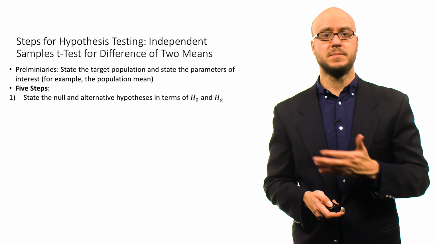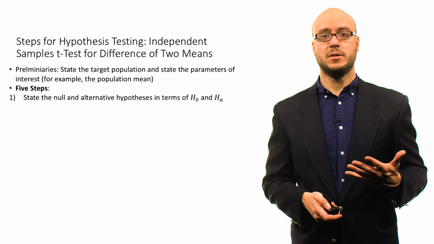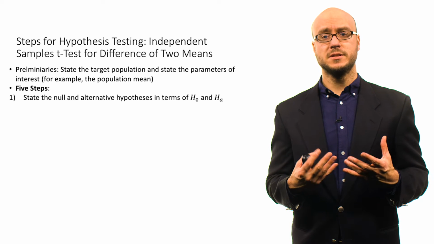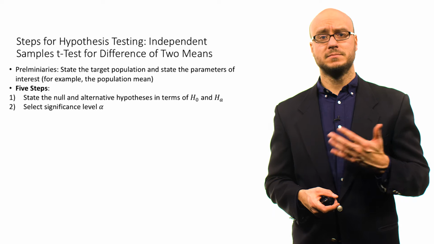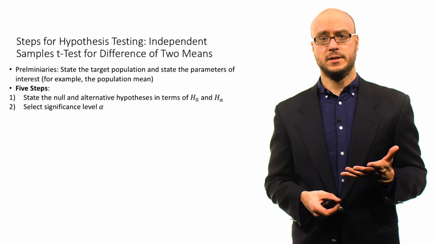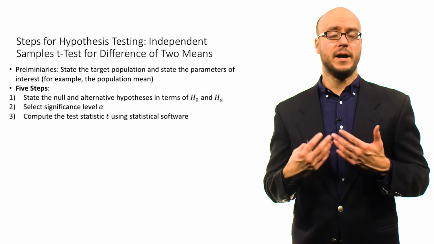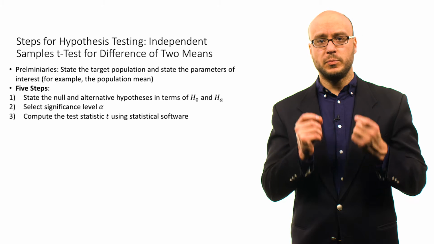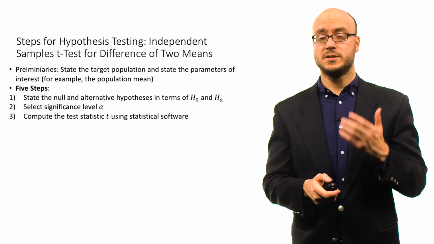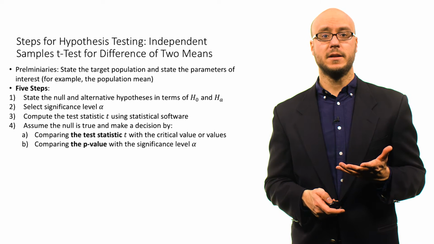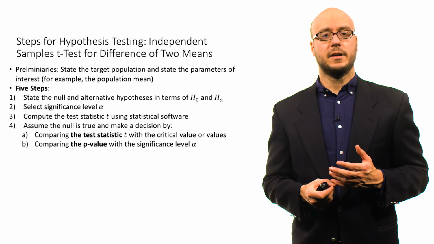And then we have several steps. These steps are similar to what we've been talking about before. First step is you want to state the null and alternative hypotheses. The next step is you want to select a significance level, alpha. Right? Typically, we'll use an alpha level of 0.05 by convention. Then you want to compute the test statistic t using statistical software. We will not calculate this by hand. It's really a pain to calculate.